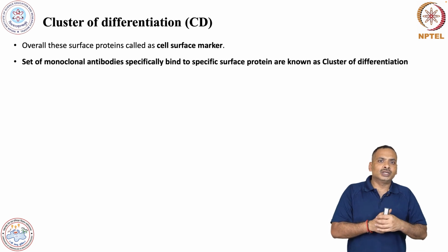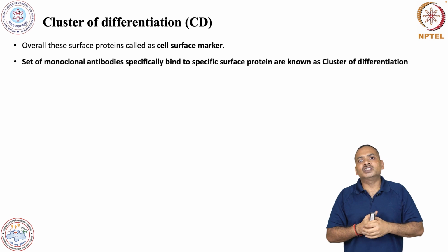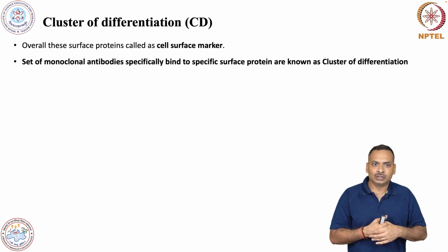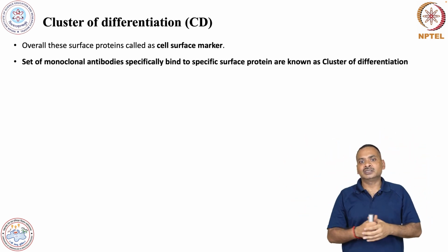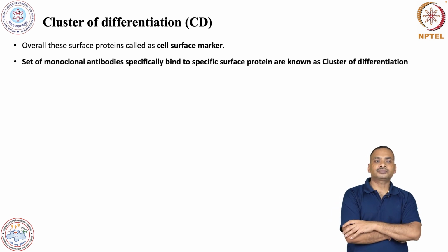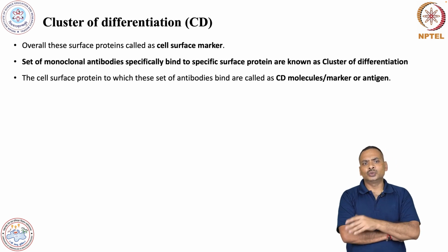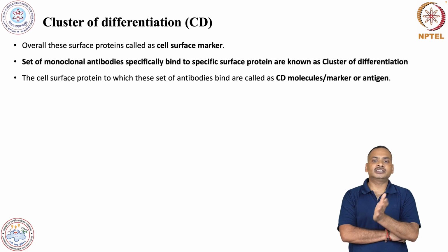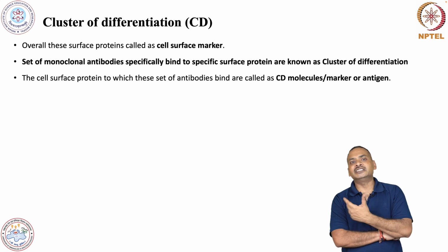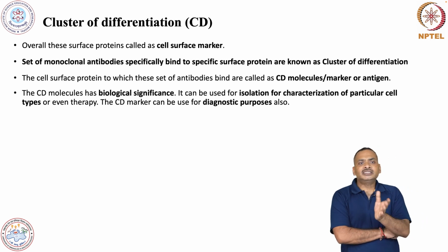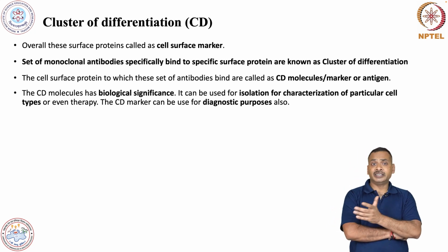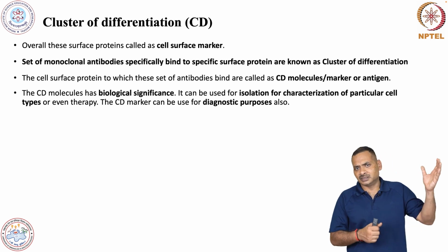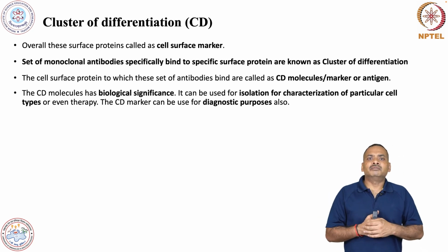All that set of monoclonal antibodies which bind to one specific surface protein, which has many surfaces, we call a cluster of differentiation. The cell surface protein to which this set of antibodies binds, we call a CD molecule, or CD surface marker, CD marker or CD antigen, anything you can call it. This CD molecule has some biological significance and is used for a variety of processes, and these CD molecules were developed over the ages. Now we have so many CD molecules.